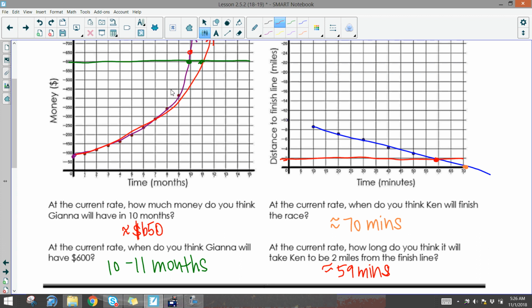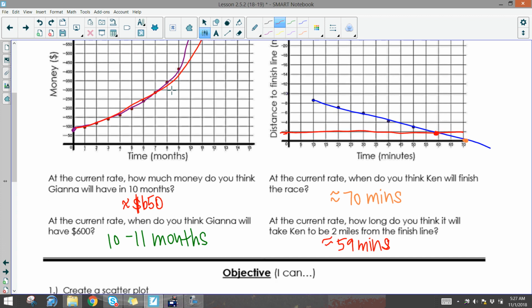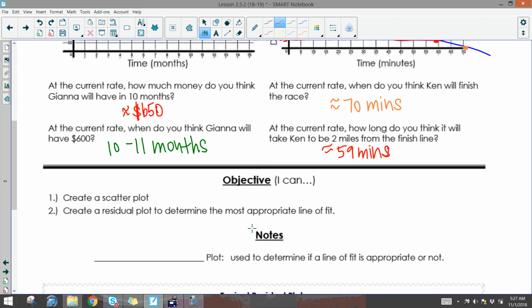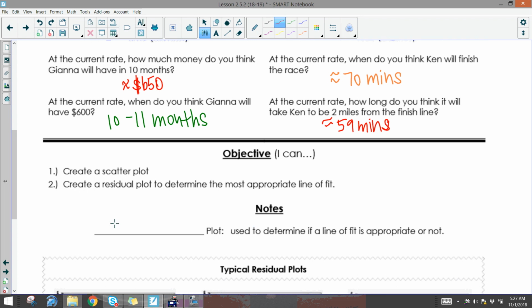Obviously, though, we're going to use our calculators to make it a little bit more concrete. The things that we're going to focus on today are creating a scatter plot and remembering how to do that, and then using the residual to determine the most appropriate line of fit. Because remember, you can get a line of best fit, but it might not actually be the line of best fit based on the residual. So the residual tells us if we did a good job finding our line of best fit. Okay, so that's what's going to go on the blank here: a residual plot.